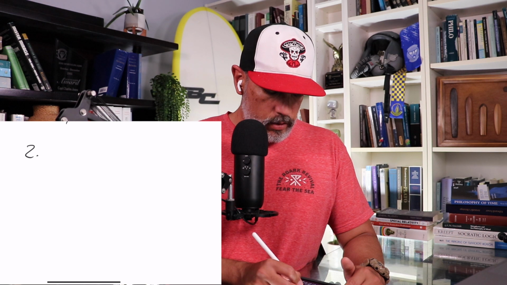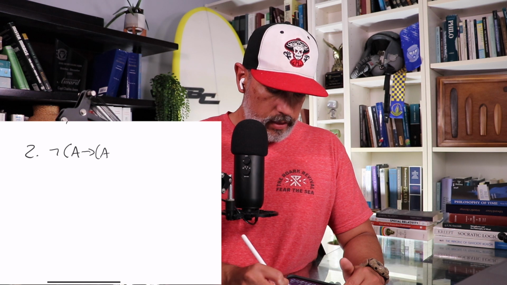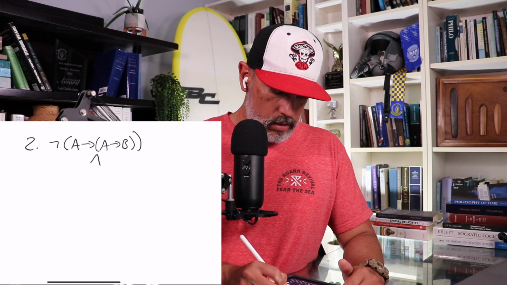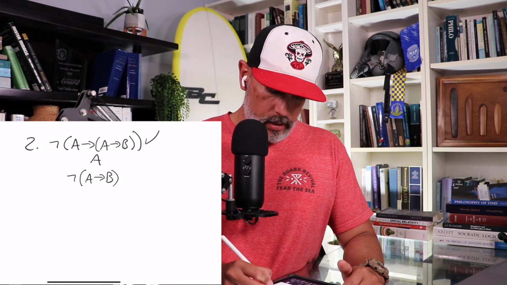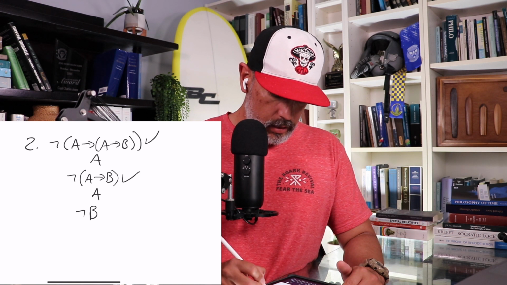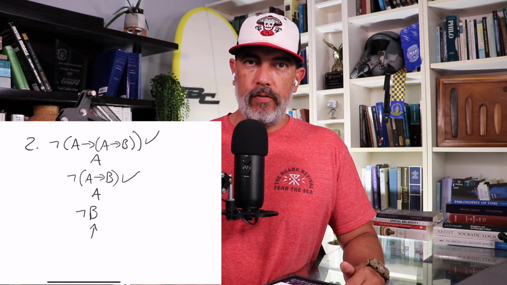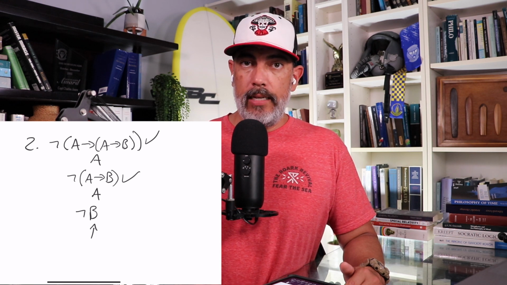Number 2, not if A, then if A, then B. Okay. Once again, negation of a conditional. Check. And then one more. Check. We have an open branch, and it's an open branch where A is true and B is false. So this is not a tautology, and when A is true and B is false, that makes the original proposition false.